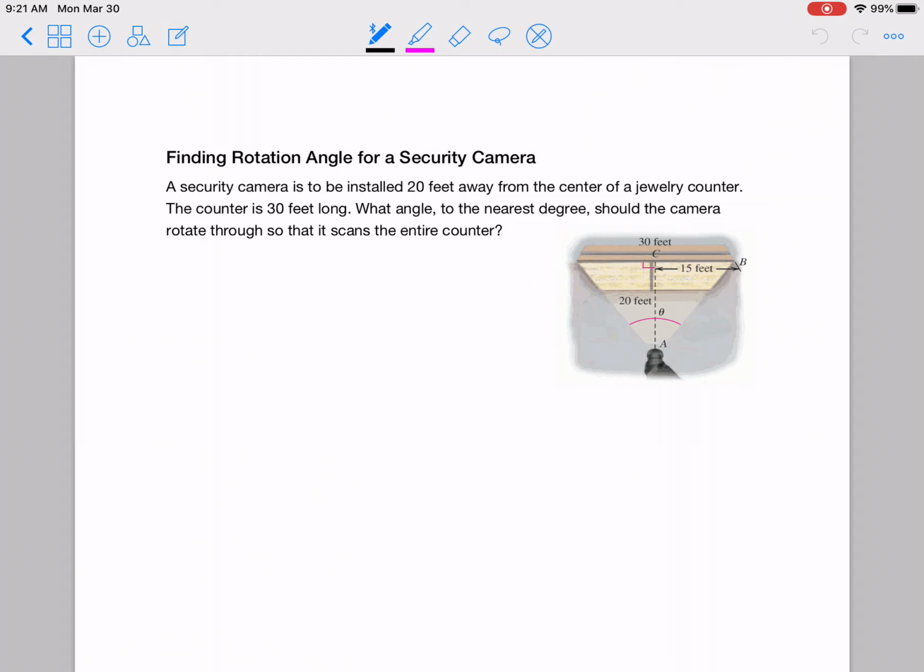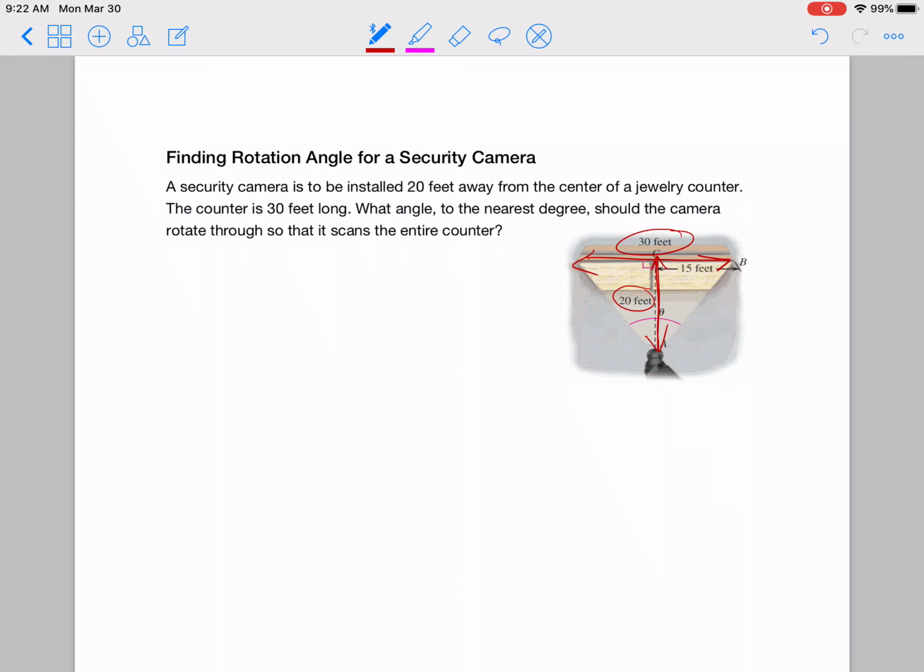Okay? So last page, let's take a look here at finding the rotation angle of a security camera. So this is how this can be useful. A security camera is to be installed 20 feet away from the center of a jewelry counter. The counter is 30 feet long, so that's this 30 feet here. And it's 20 feet away here. What angle to the nearest degree should the camera rotate through so that it scans the entire counter?